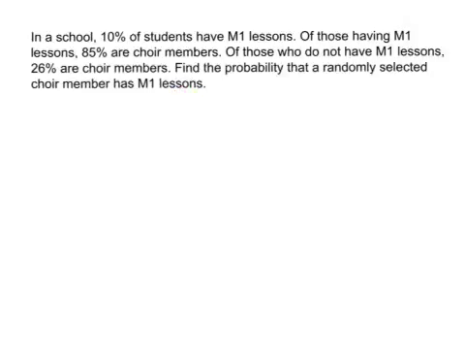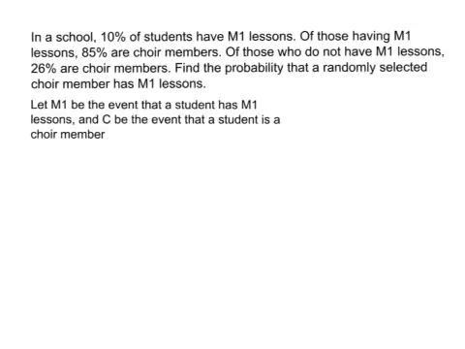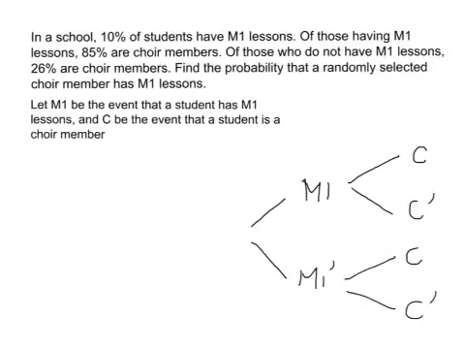Now in order to do that, we have to first find out which are the processes. So a tree diagram would be very helpful. So let's first let M1 be the event that a student has M1 lessons, and C be the event that a student is a choir member. So the tree diagram would be like this. Obviously, you only have two dimensions. One dimension is M1, and the other dimension is choir.